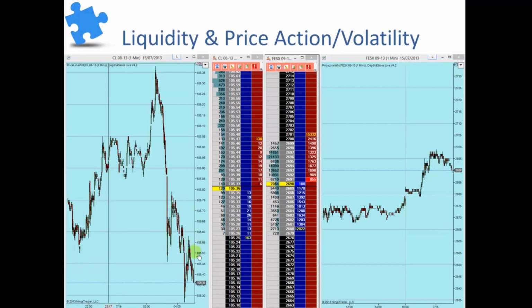And when this 105.50 area broke here again, we can see this push down. Okay, so that's a thinner market. Now if you look over on the right, looking at the FESX, how does that chart really help you?